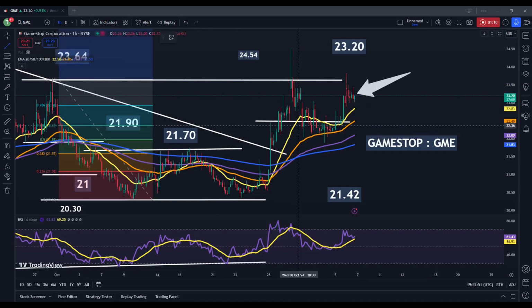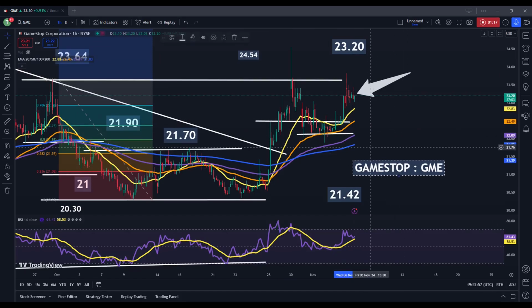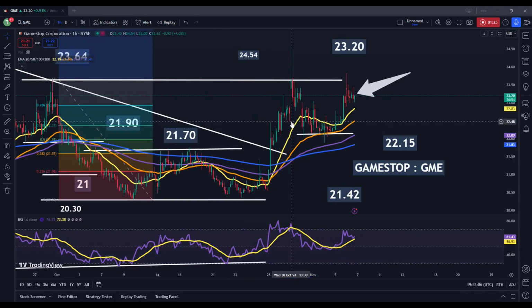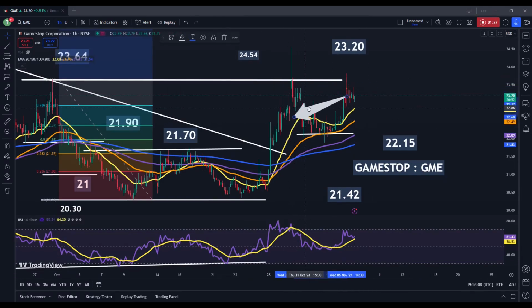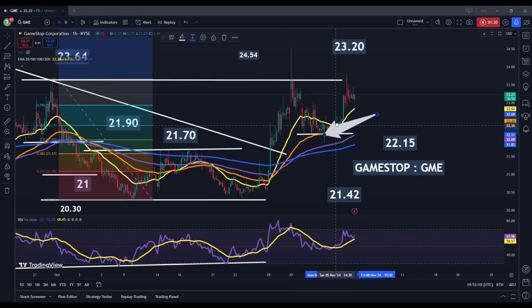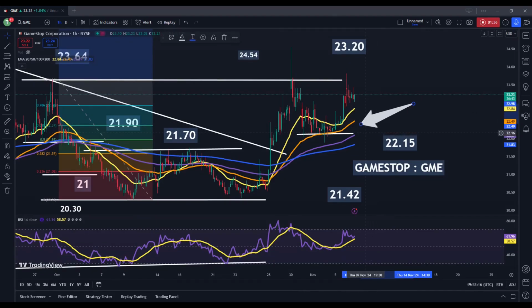So currently, I would say that support zones have moved up to right around 22.15 is where I would define this. We've seen enough price action here to invalidate that prior trend movement. But at the moment, I would say that for the most part, this is the level to watch to the downside. I do think that if we broke below here, the stock would be in a bit more trouble at that point.